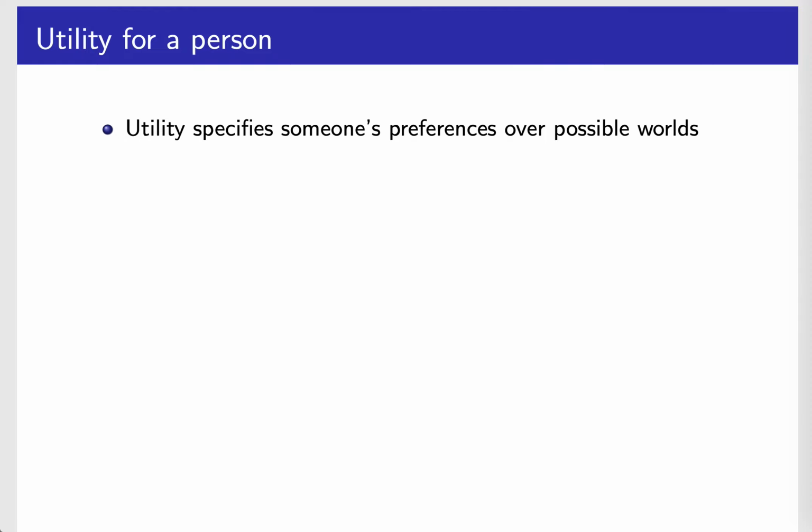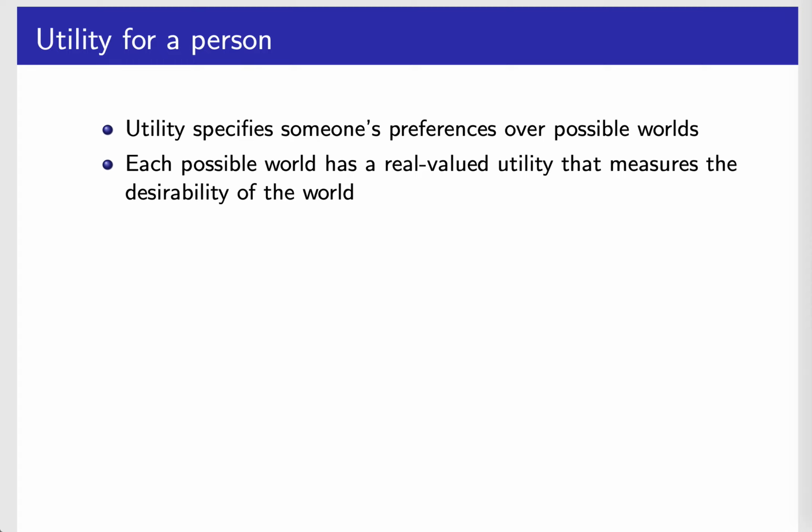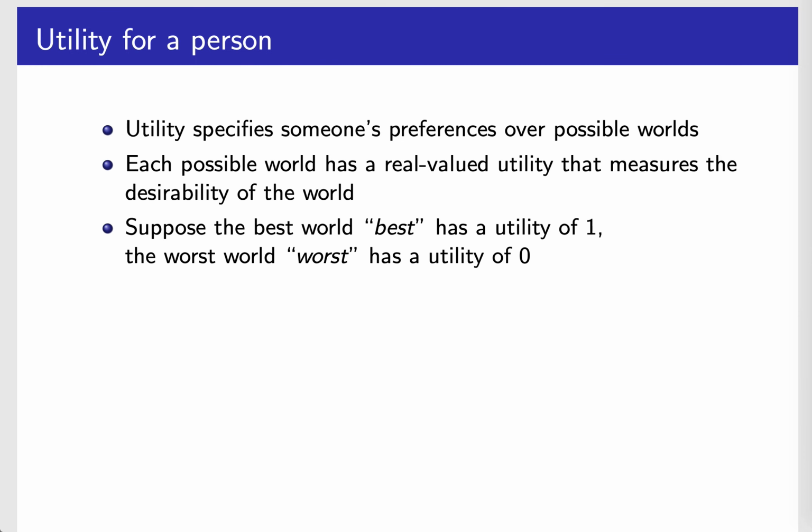So now a utility is going to specify someone's preferences over a possible world. So we act in the world, we can have these possible worlds like we looked at in probability theory. But now we also have preferences over them. Okay. And each possible world has a real-valued utility that measures the desirability of the world. Okay. Let's define utility. Suppose the best world, we're going to call it best, has utility of 1.